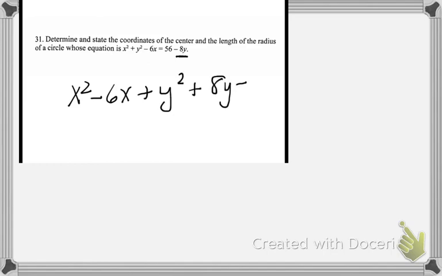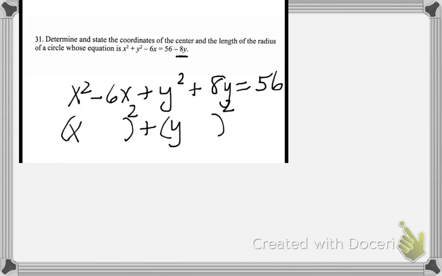Okay, so this is number 31. And so we first have to get this in the correct form, and we're going to take this negative 8y over here, and we're going to move it over to the other side. So it becomes positive 8y. Okay, and then I know I'm going to have my 2 parentheses, and they're both going to be squared. The first one's going to have an x, the next one's going to have a y.